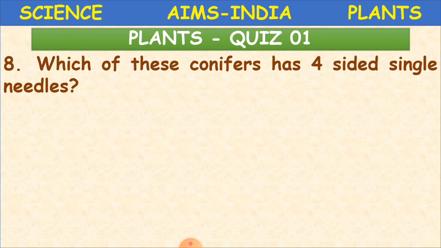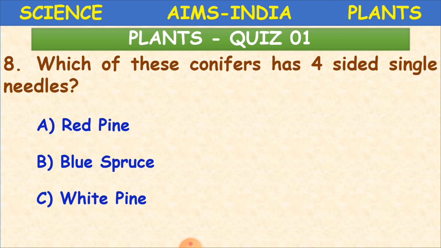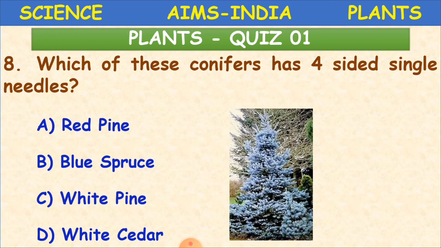Which of these conifers has four-sided single needles? We'll see which tree has. A is red pine, B is blue spruce, C is white pine and D is white cedar. And the answer is blue spruce. See, as you see in the diagram, the leaves are blue in color here. And this plant has four-sided single needle type of leaves. This is called blue spruce. Again, children, the next question.